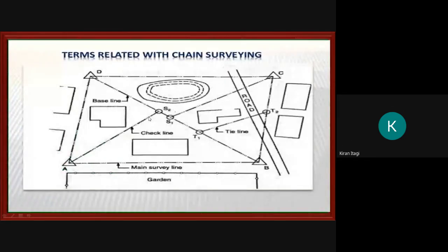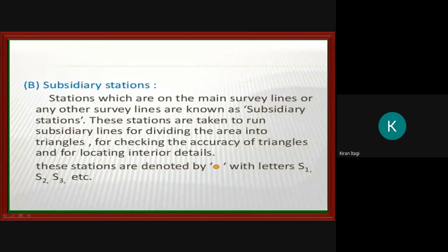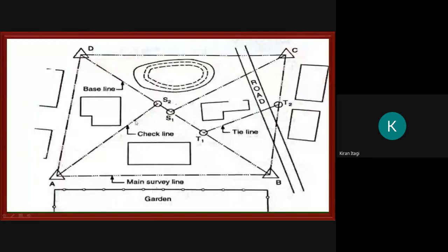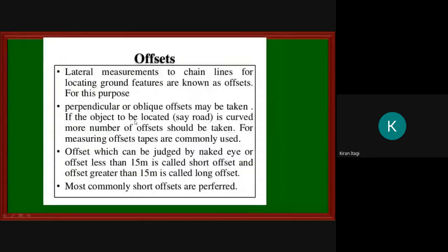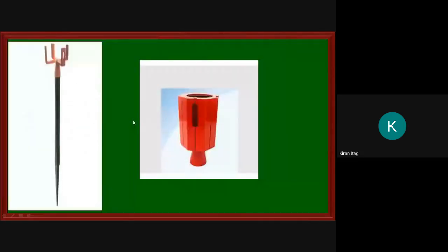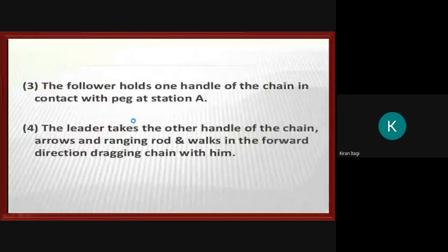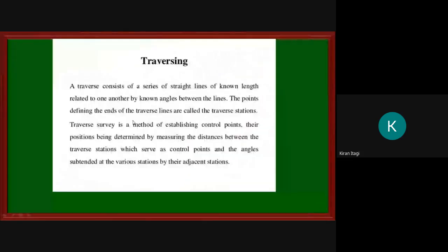So in last class we were saying about the chain surveying. We have seen different types of chains, different types of stations, triangulations. Also we have seen about the offsets, perpendicular offsets and oblique offsets. Now we will go for traversing.